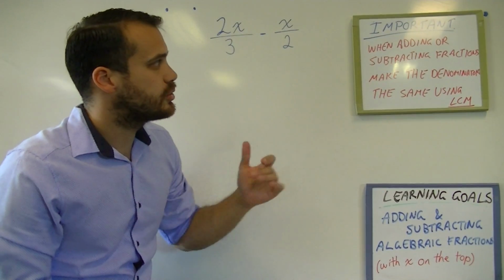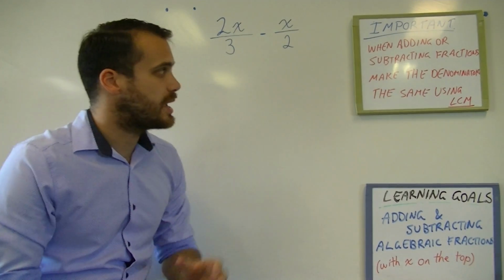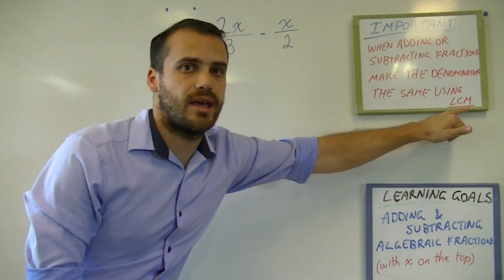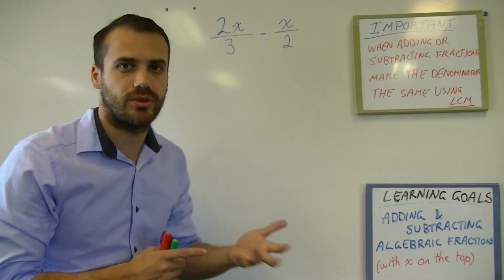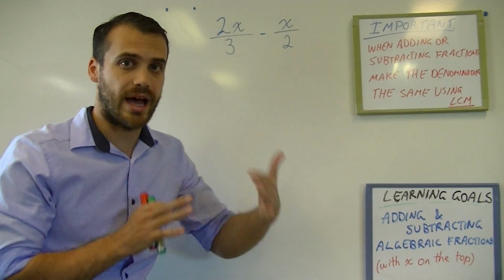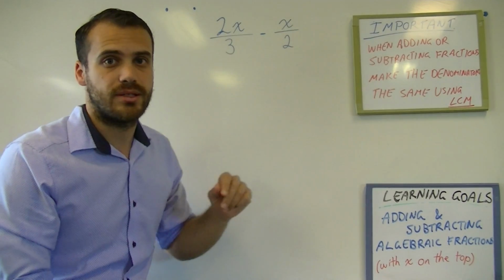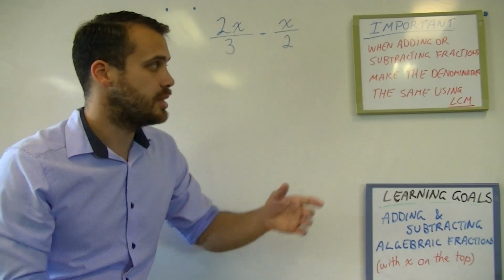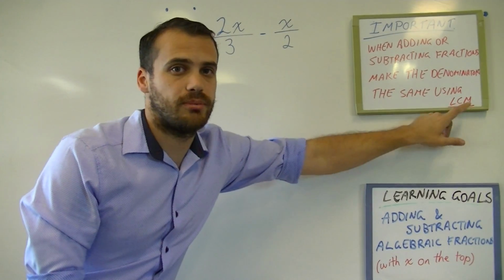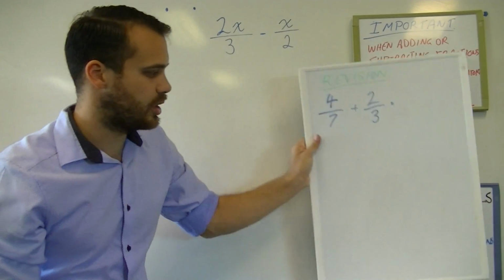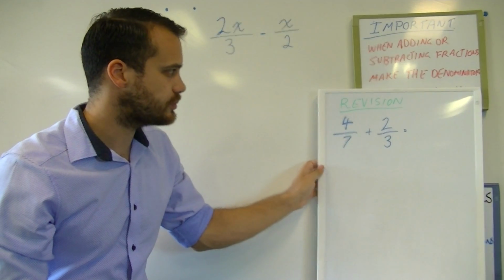When adding or subtracting fractions, make the denominator the same using LCM. You should remember from primary school and early high school, that if you want to add two fractions, the denominator, the thing on the bottom, they're going to have to be the same. And the way you make them the same is by finding the lowest common multiple. Quick bit of revision.